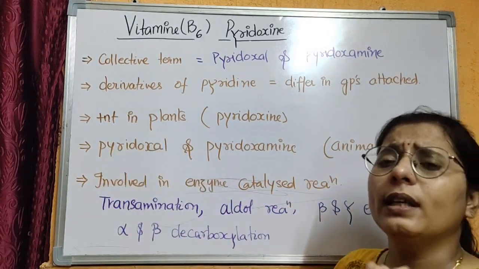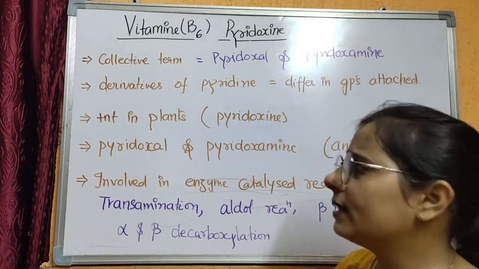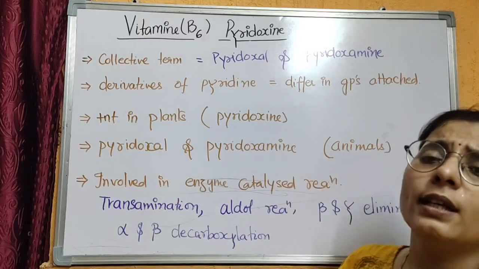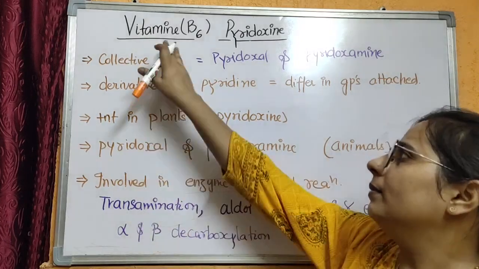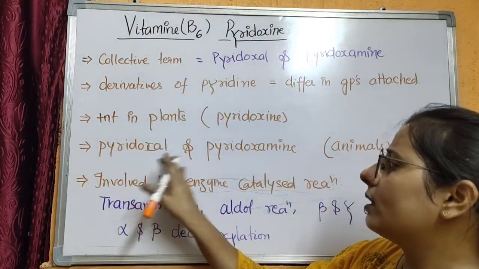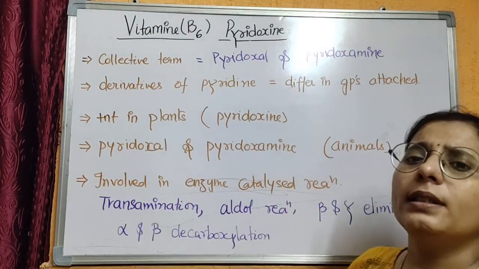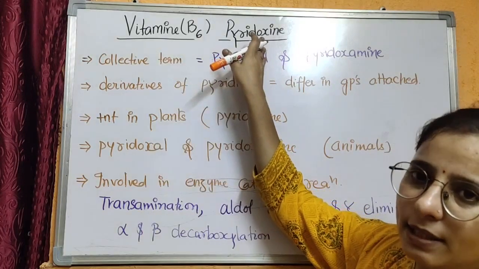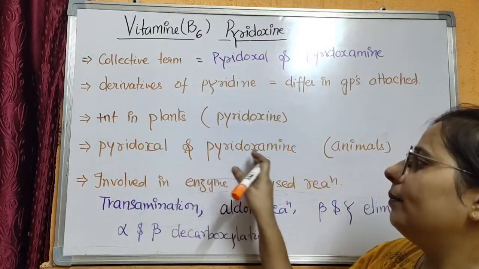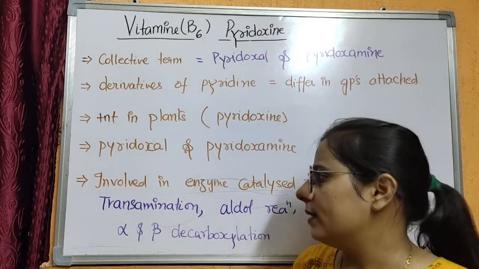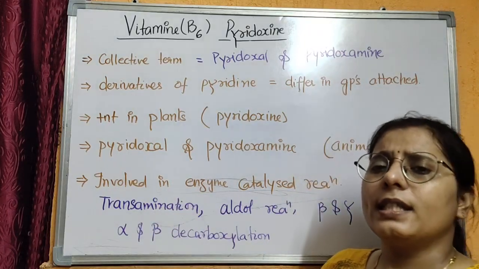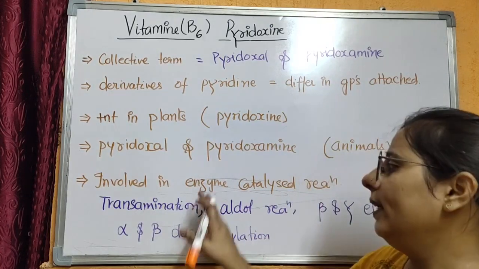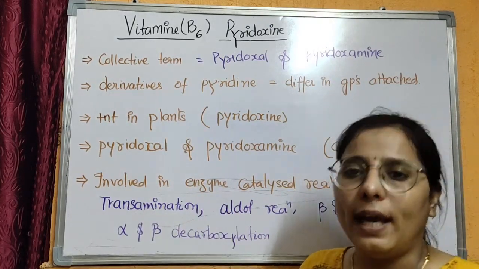In plants, only a single form of vitamin B6, called pyridoxine, is found, while in animals two different forms of vitamin B6 are found, pyridoxal and pyridoxamine. Means the total of three forms of vitamin B6: pyridoxine is present in plants, and pyridoxal and pyridoxamine are present in animals. Vitamin B6 is involved in a number of biological reactions that are catalyzed by enzymes in plants or animals.